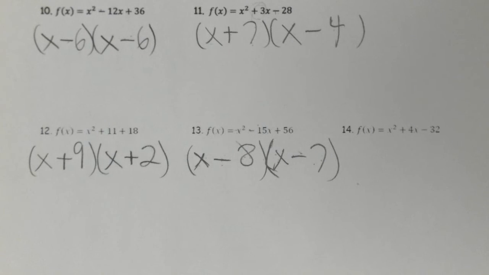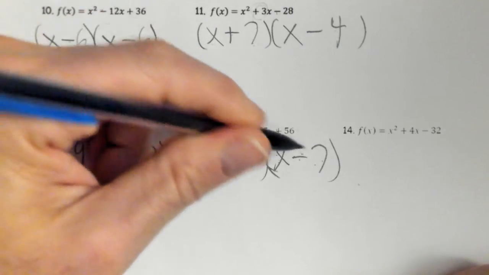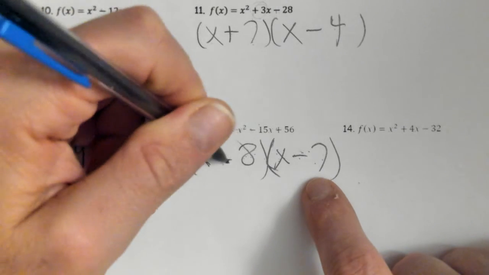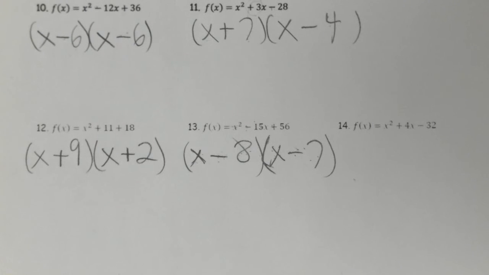Now, to double check, negative times a negative is a positive. 8 times 7 is 56. And negative 8x minus 7x is negative 15x. And so now we know that we have done this one correctly.